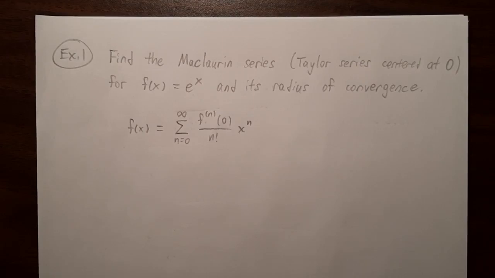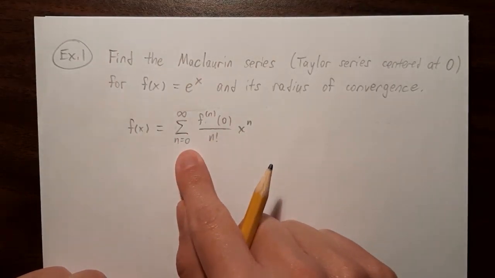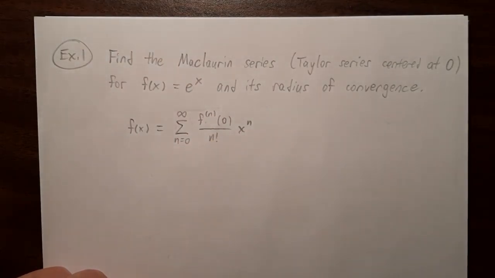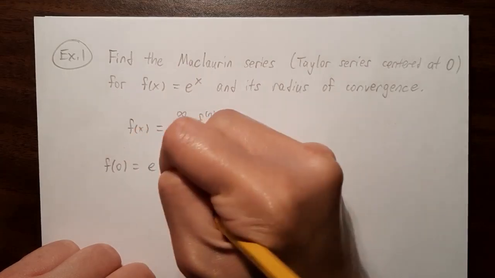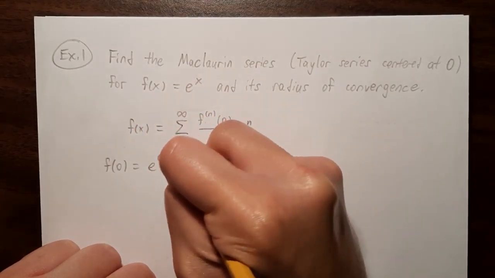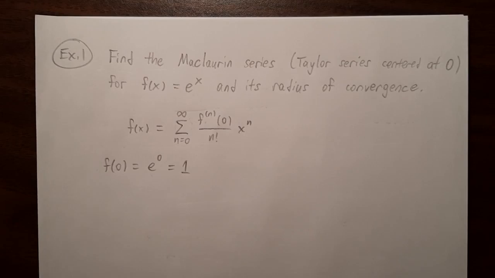Well, before trying to jump into the entire thing for an arbitrary n, let's start with some specific values. So where does the sum start? It starts at n equals 0. So we'll start with the 0th derivative of f, which is, in other words, just the original function f. We haven't taken any derivatives. So what is f of 0? Well, plug in 0 for x, that is e to the 0, which is 1. Okay, so that tells us the initial term, or at least the initial coefficient, that is.